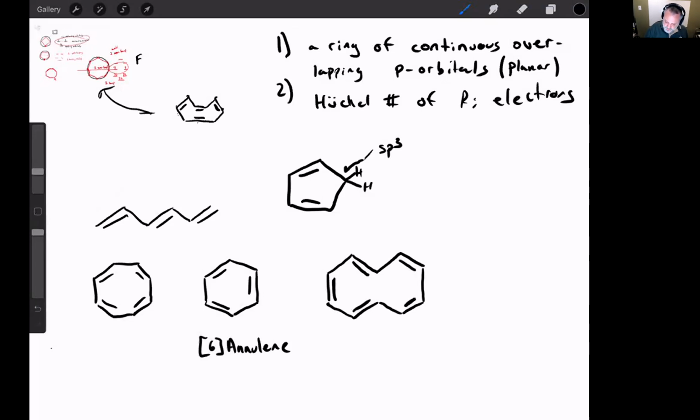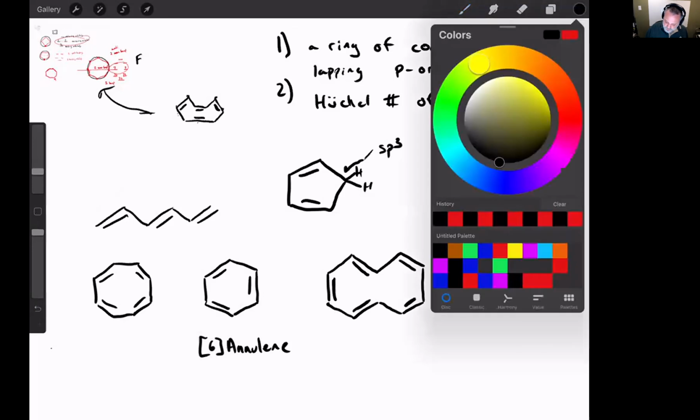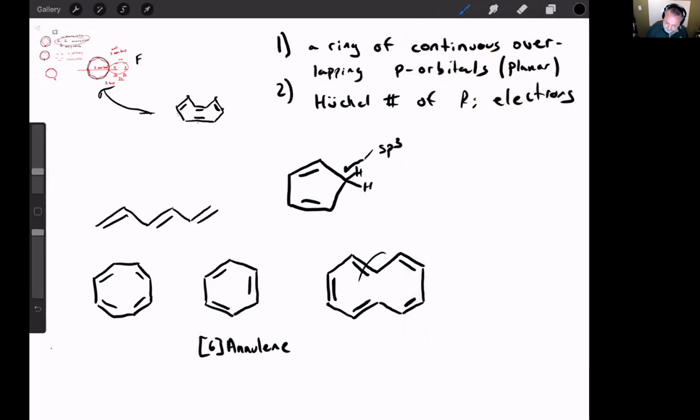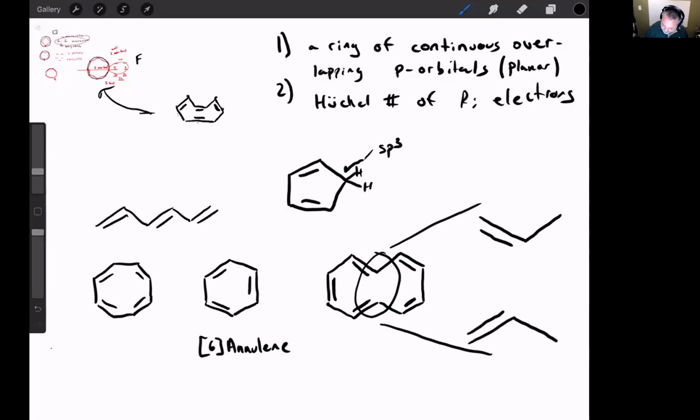Seems like things are nice and overlapping, but let's blow this up actually right here. Let's take a look at this. Let's blow this up. And let's look at it. We've got a double bond here and a double bond here. What happens? What's going on here? There's some steric hindrance in 10 annulene.